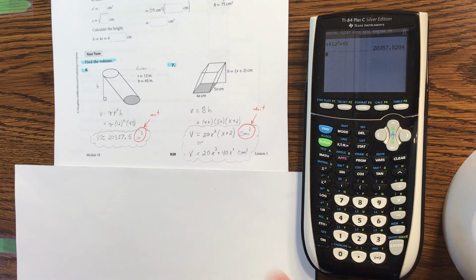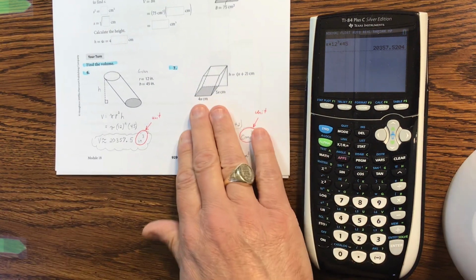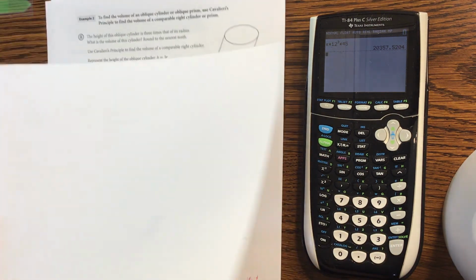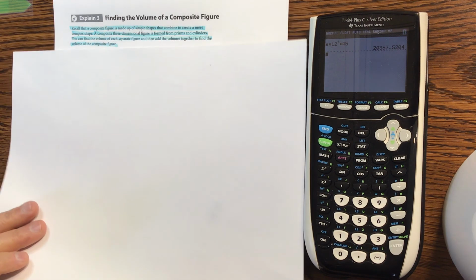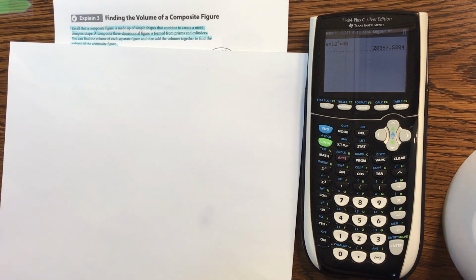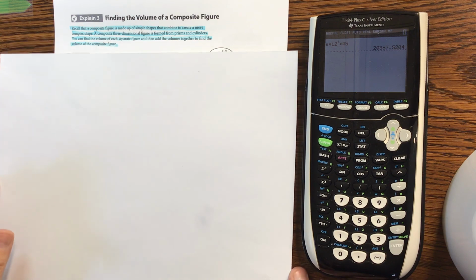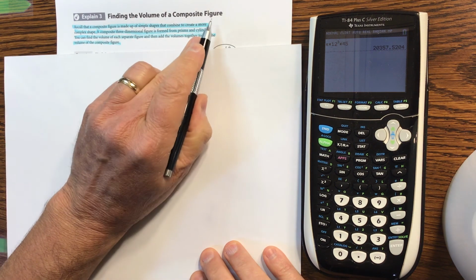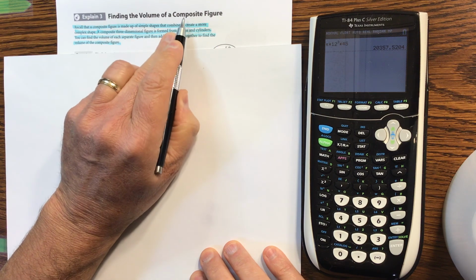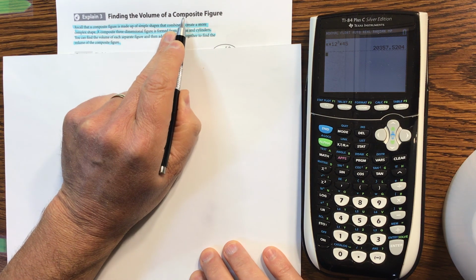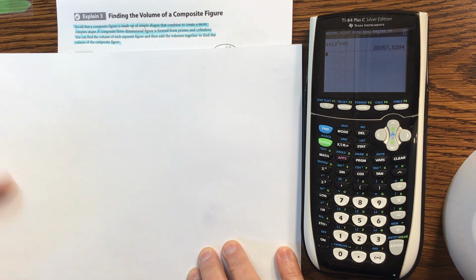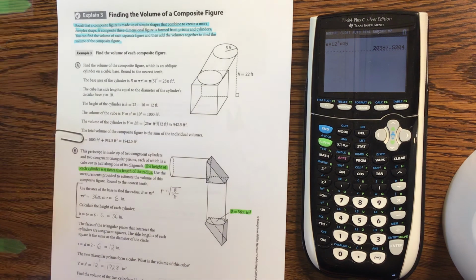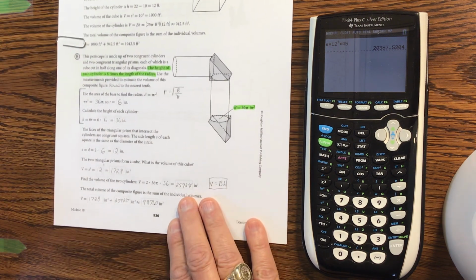All right? Like I said, this is not a difficult section. Now, one more thing we got to get into before we finish it up is dealing with finding the volume of a composite figure. In other words, it's a figure composed of more than one geometric shape. Okay? And what I have done is I went down and we did letter B.